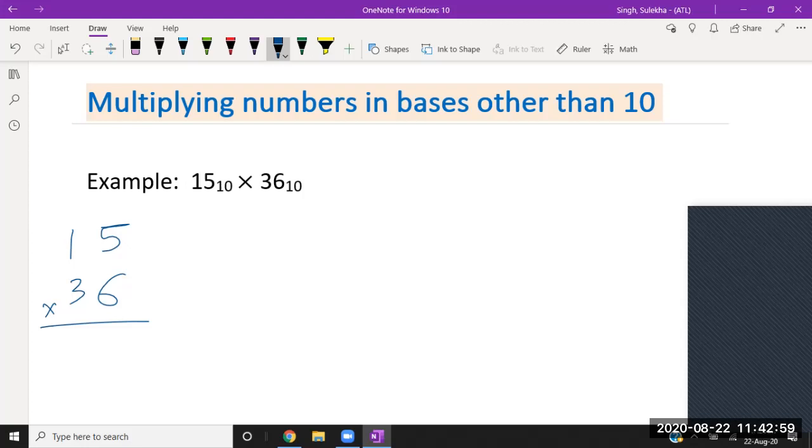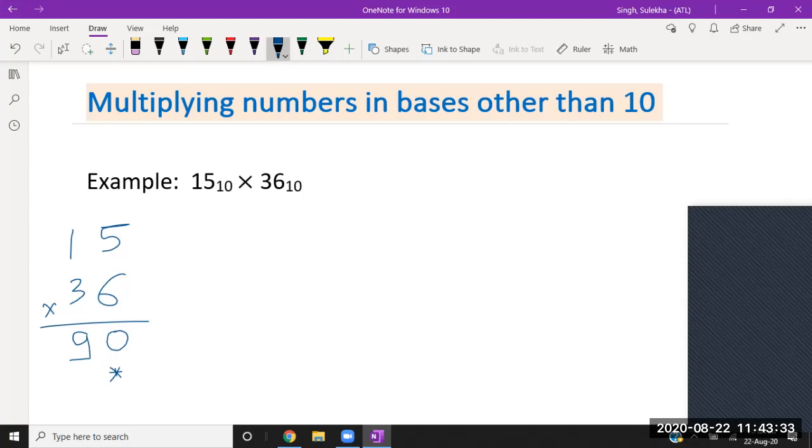So let's see the basic one that you already know. If I multiply 6 with 5, it's 30, so you write 0 and 3 is your carry. 6 multiplied by 1 is 6, plus the 3 carry, that is 9. So you write 9 and then you leave one place, either by substituting 0 or a cross mark.